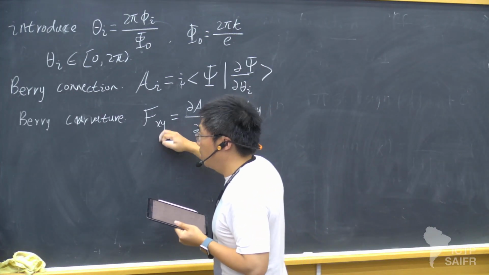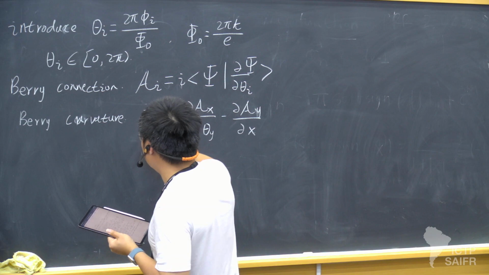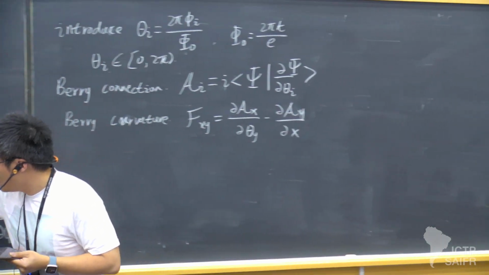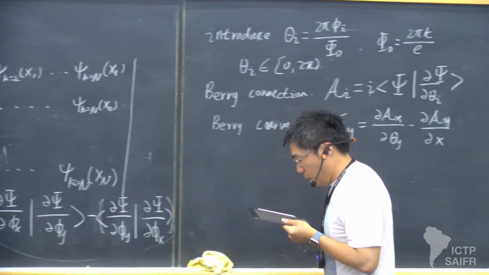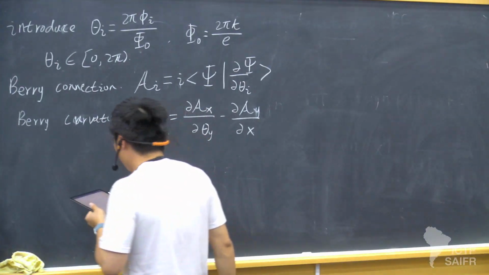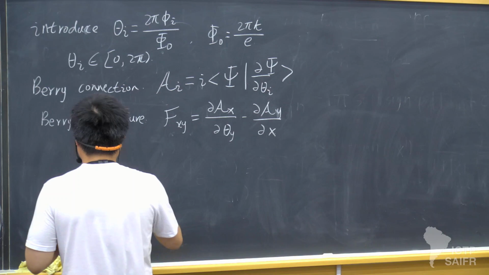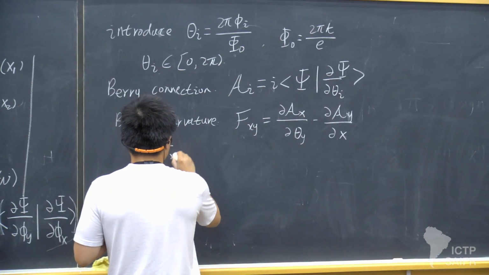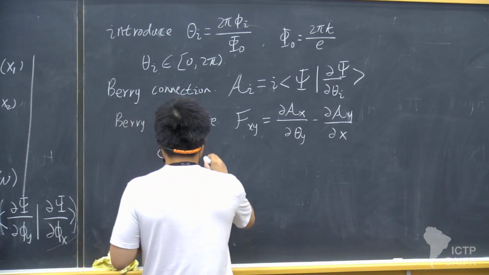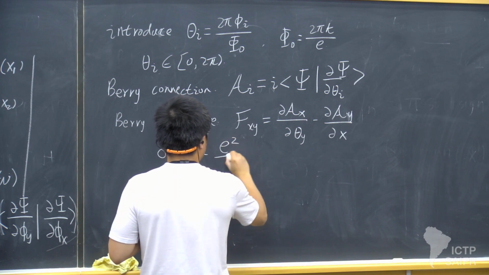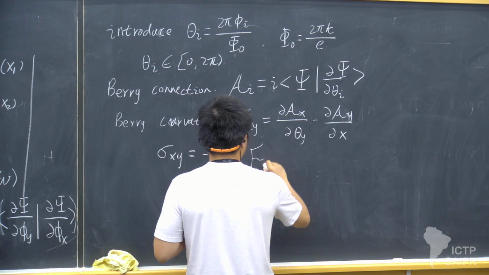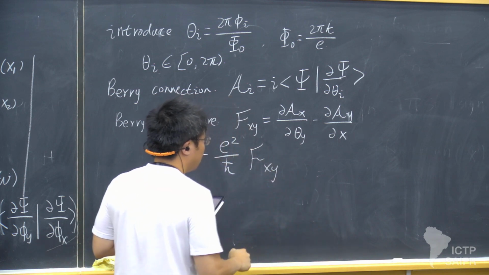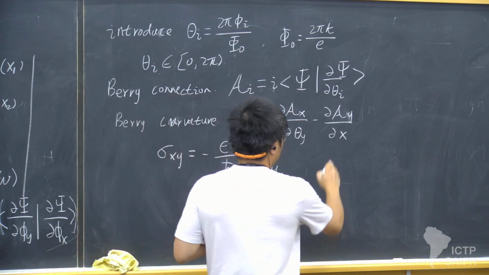And with a little bit of work, you would realize that this F_xy is really just this term with some numerical factor. So then what we can have is that now this sigma_xy equals just this guy.